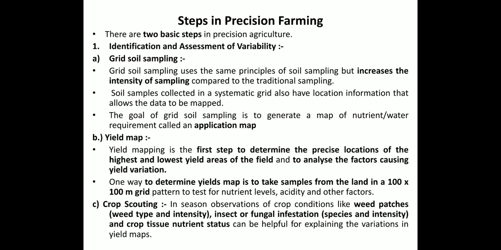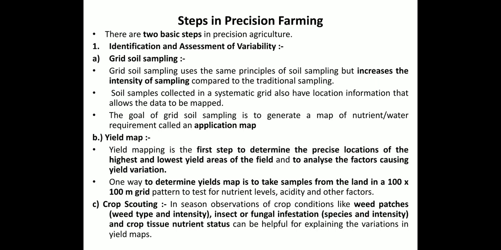The second point is identification and assessment of variability, that is yield maps. Yield mapping is the first step to determine the precise locations of the highest and lowest yield areas of the field, and accordingly analyze the factors causing yield variations. This is a major aim of yield maps. One way to determine the yield maps is to take samples from the land in a 100 by 100 meter grid.